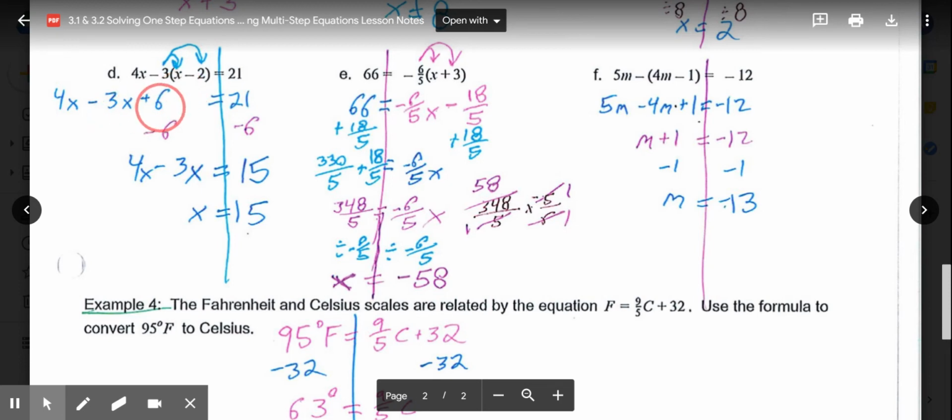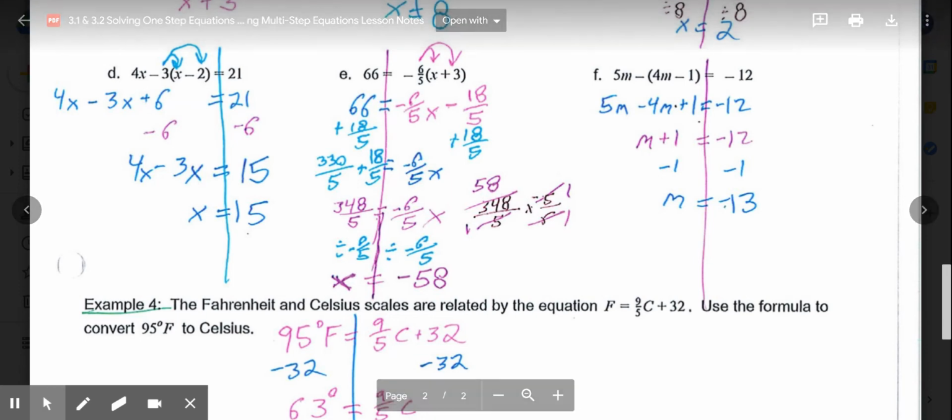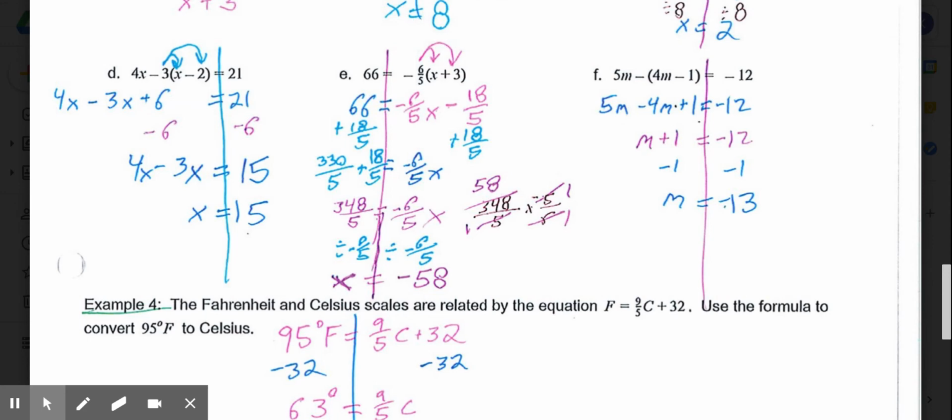Then 4x minus 3x plus 6, I got rid of the 6 from each side, and I'm left with 4x minus 3x equals 15. Combine like terms, and x equals 15. Could I have combined the 4x minus 3x before subtracting the 6? Yes, I could have. So it could have been x plus 6 equals 21. Subtract 6, and you still have x equals 15.